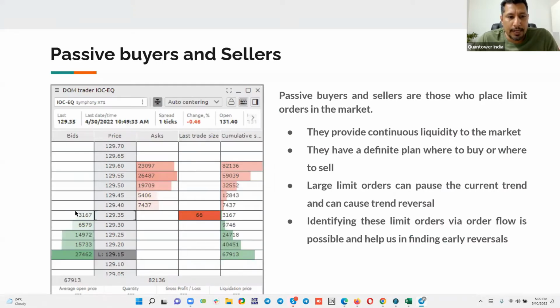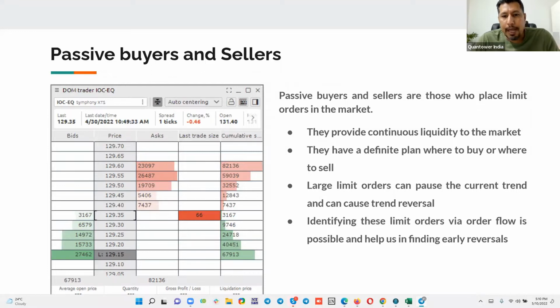Passive buyers are those who are placing limit orders at different price points. You can see that there are 3,167 shares to buy at 129.35, and at every price point there are buyers, and at every price point there are sellers. These are the people who provide continuous liquidity to the market. So at any given point of time you want to buy or sell, there is going to be a buyer or seller available because of these passive buyers and sellers.